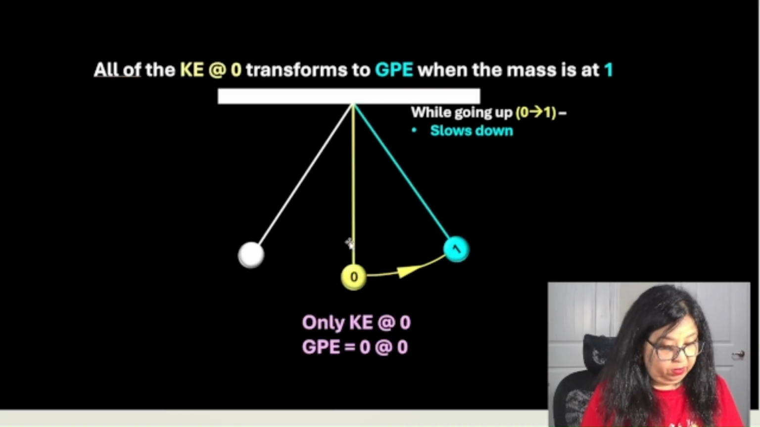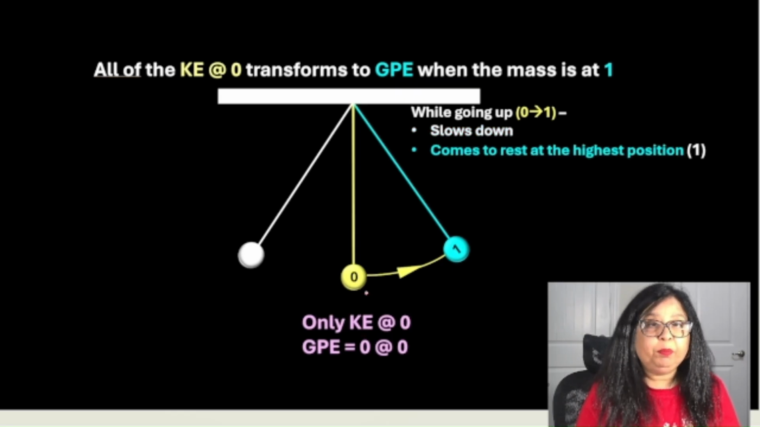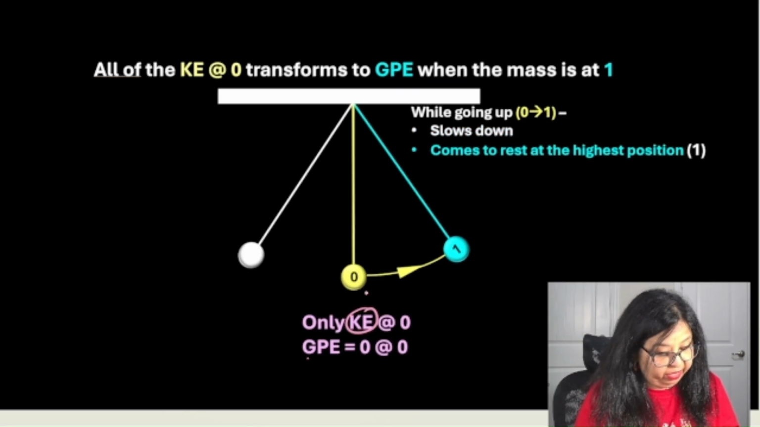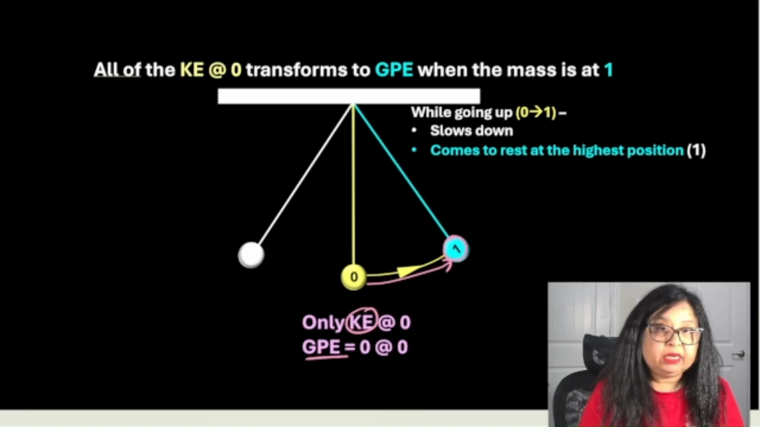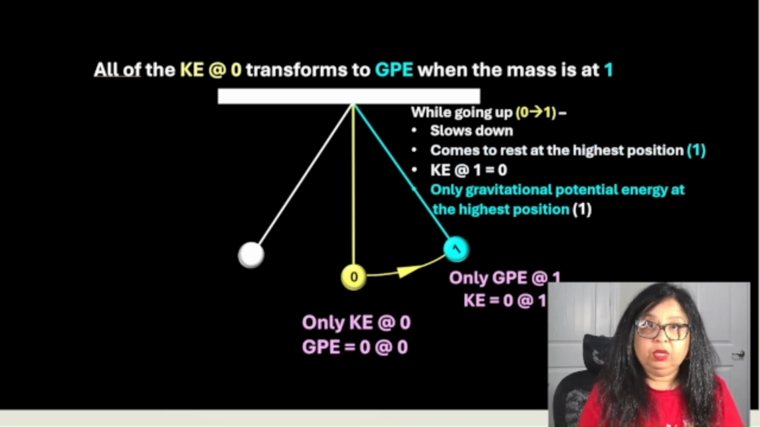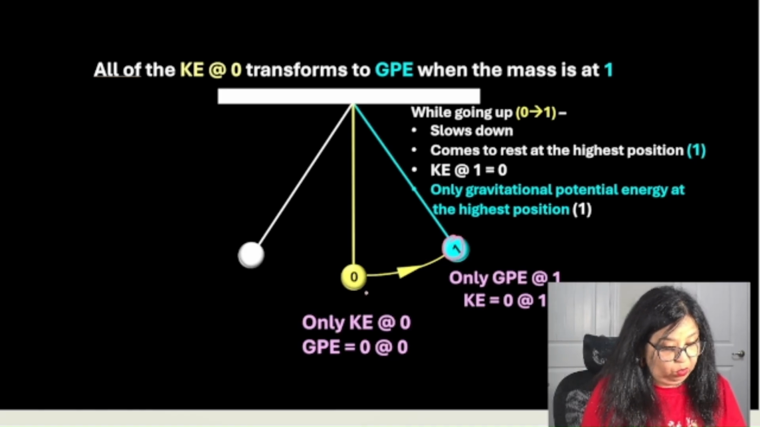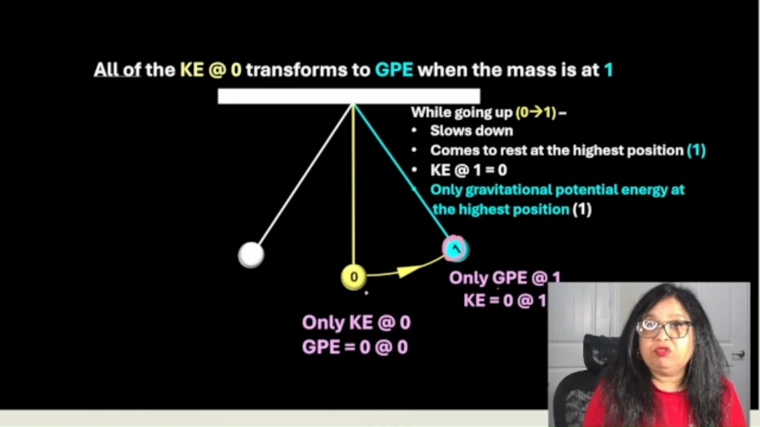As the mass starts going up from 0 to 1, the kinetic energy is going to decrease because the mass slows down while going up, and its height is going to increase. So the kinetic energy transforms into gravitational potential energy on its way up. And when it reaches the highest height at 1, it will come to rest. When it comes to rest, kinetic energy will be 0, and gravitational potential energy will be at its highest. At this point, 1, it will have only gravitational potential energy and no kinetic energy. But it's not going to stay there forever.